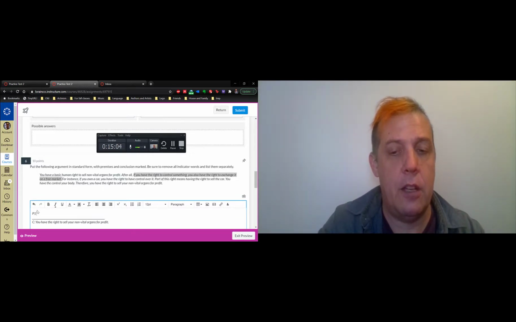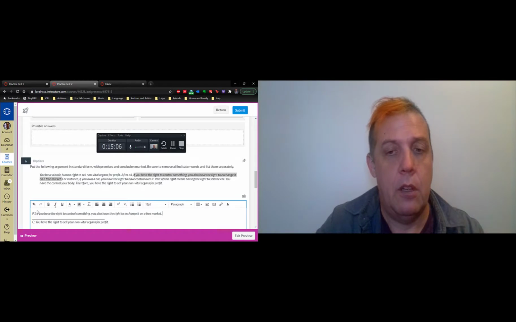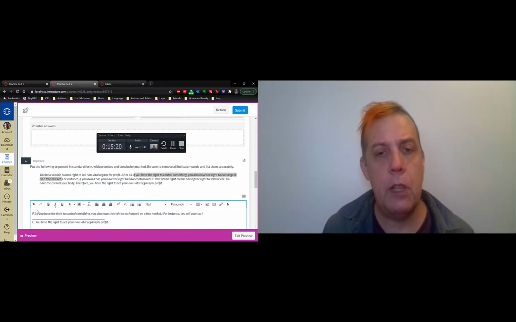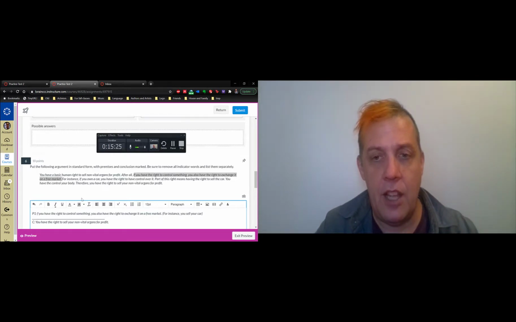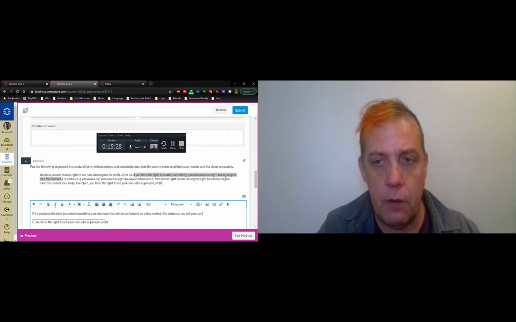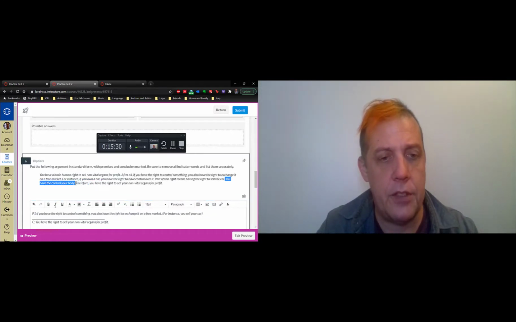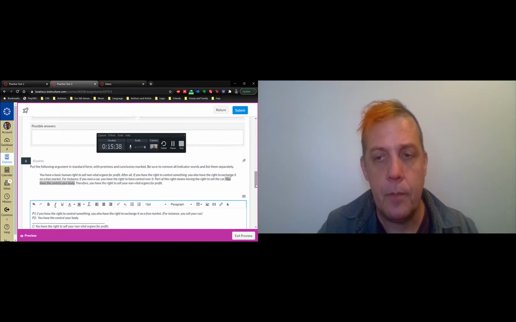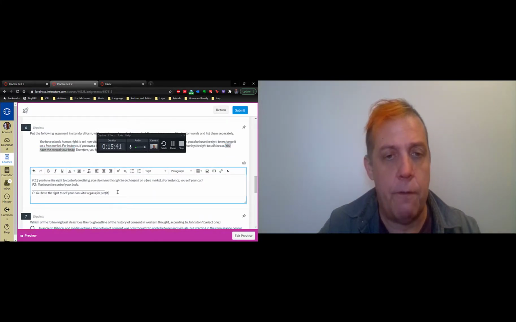And rather than putting all that stuff in the middle, I'm just going to put in parentheses here, for instance, you can sell your car. Other people, when given this example, will actually list the car thing as a separate premise, but really it's just an example to illustrate the general principle. And then you have control over your own body, right? And so this is then just an argument from bodily autonomy to the idea that you should be able to sell your organs. And then the indicator word is "therefore."